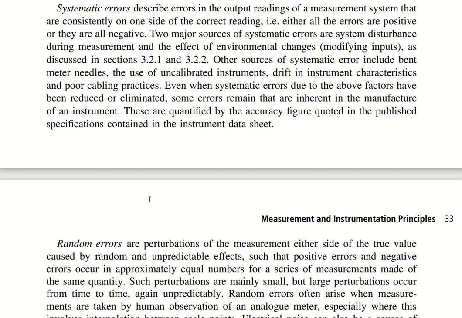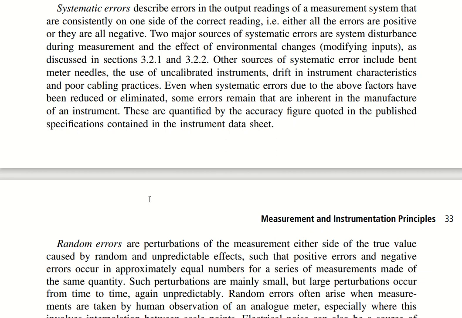So these errors are quantified by the accuracy figures quoted in the published specifications, which are contained in the instrument data sheet itself. You can find it on the web, or you can get the physical copy of the data sheet of that particular instrument whenever you purchase it. So that is your systematic error, right? It will either be positive, all the errors will be on the positive side, or all the errors will be on the negative side. Then we have the random error.